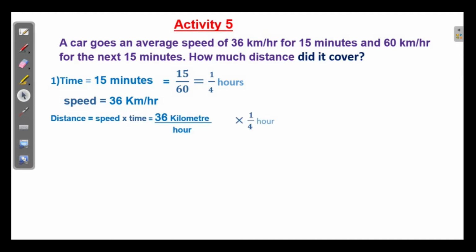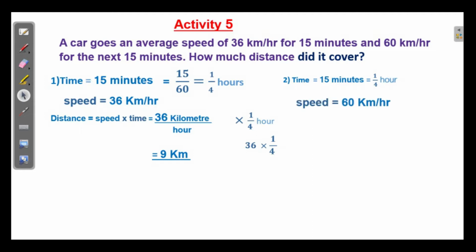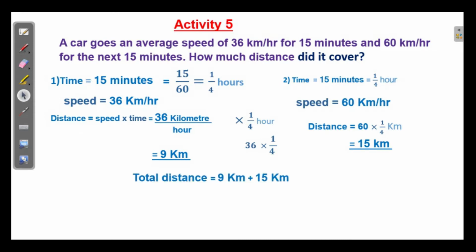So, distance is equal to speed into time. 36 kilometer per hour into 1 by 4 hour. 36 into 1 by 4, we know that it is 9. So, the distance travelled is 9 kilometer. And the next 15 minutes time is 1 by 4 hour. So, speed is equal to 60 into 1 by 4, which is equal to 15 kilometer. Total distance is 9 kilometer plus 15 kilometer is equal to 24 kilometer.